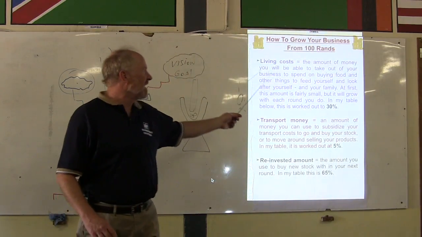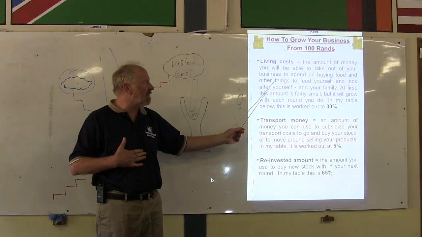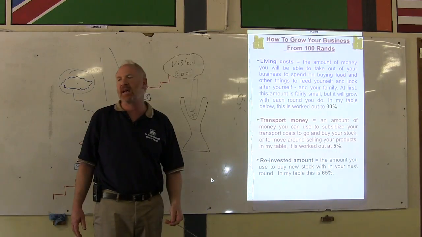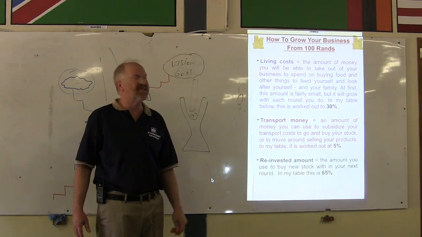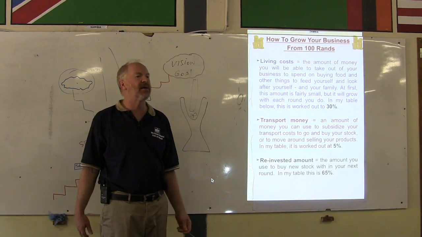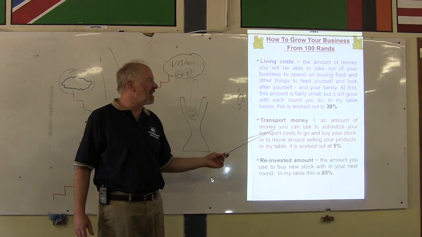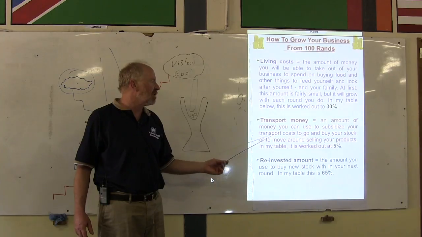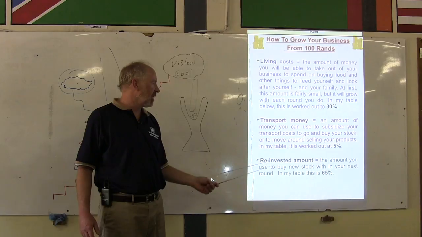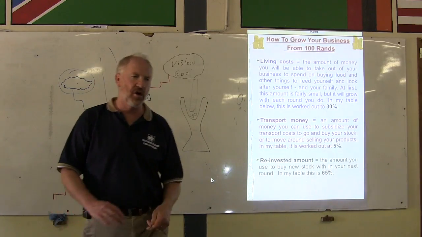Living costs is the amount of money you will be able to take out of your business and spend on buying food and other things to feed yourself and to look after yourself and your family. At first, this amount is incredibly small, but as your business grows, so that amount of money grows. And transport money is the amount of money you can use to subsidize your transport costs to go and buy more stock. And the reinvested amount is the amount that you put back into the business to let it grow.